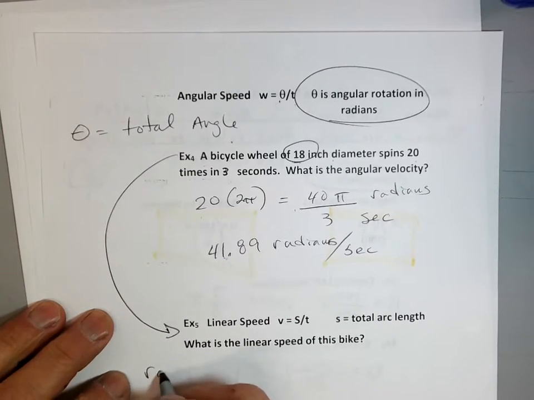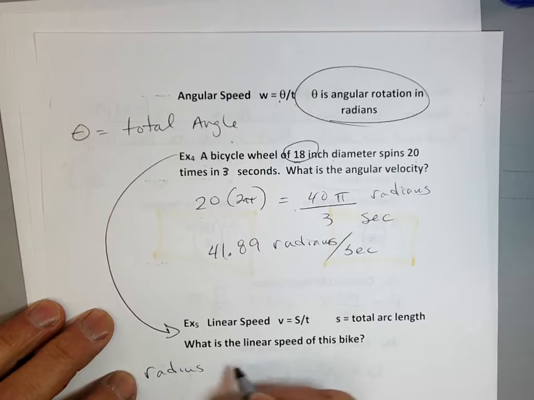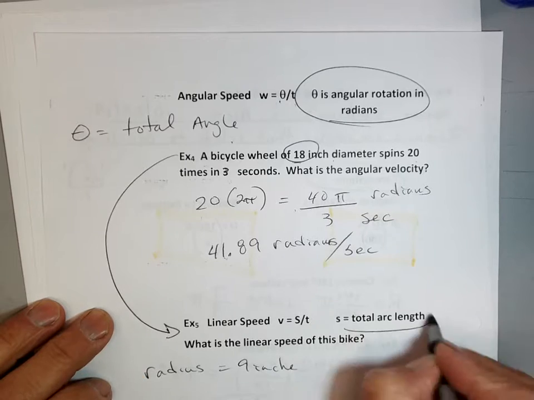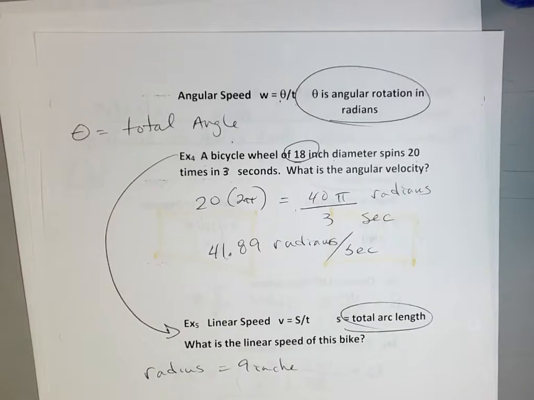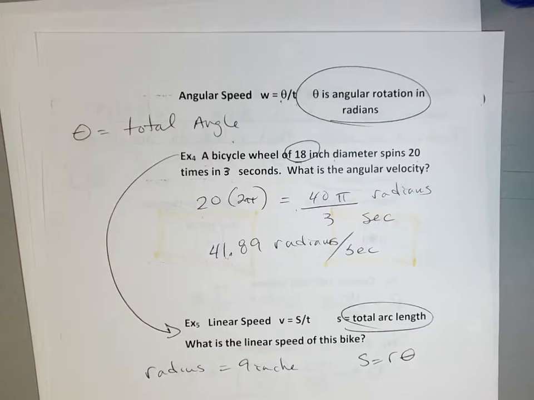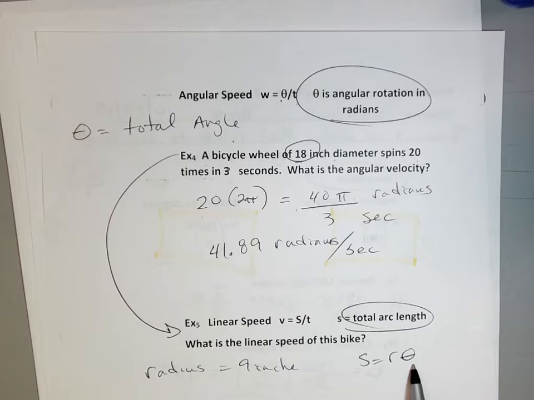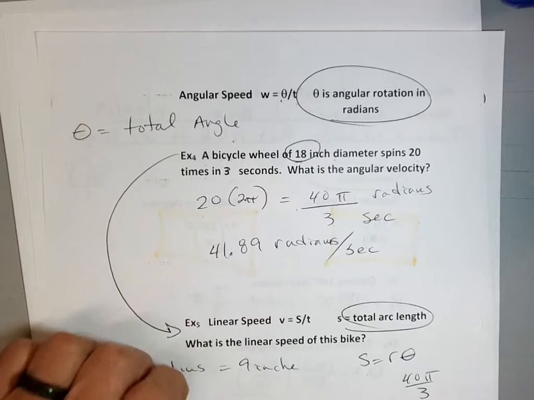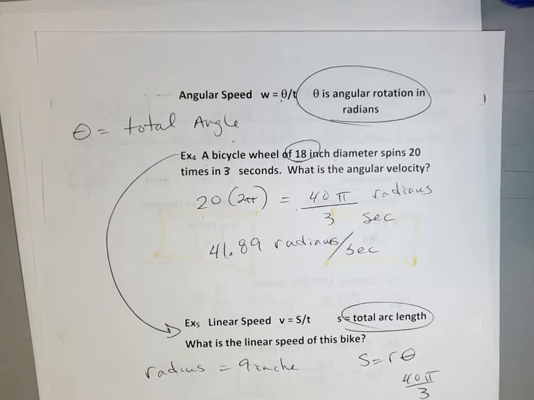So our radius is equal to 9 inches, okay? And S is like the total arc length. So S is equal to r theta, right? That's what we learned. S is my arc length. I already know my angle. My angle is going to be this 40 pi thirds, right? It's going to go that many radians in 1 second, and then that's going to be times my radius, which is 9, okay?